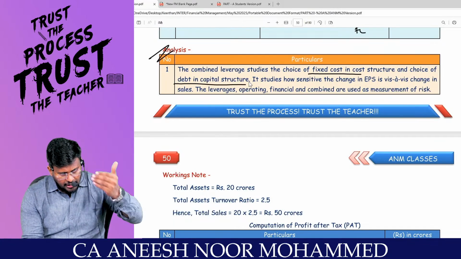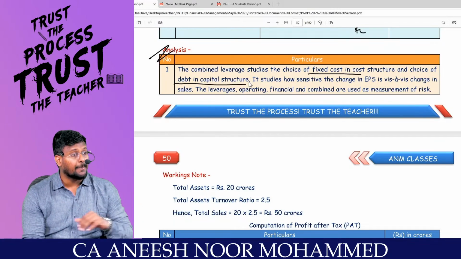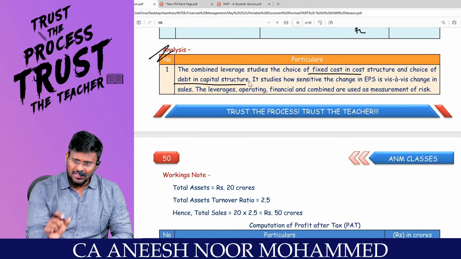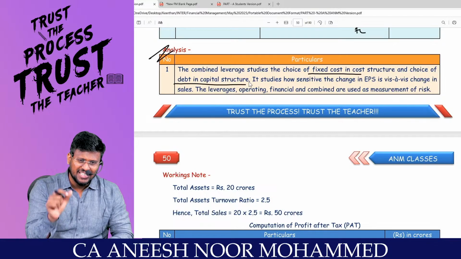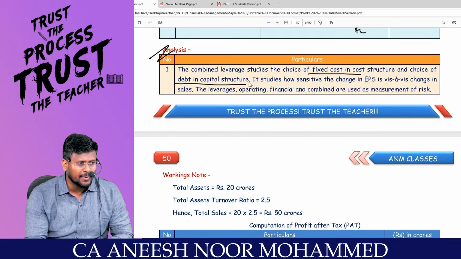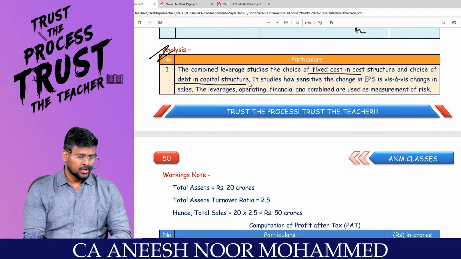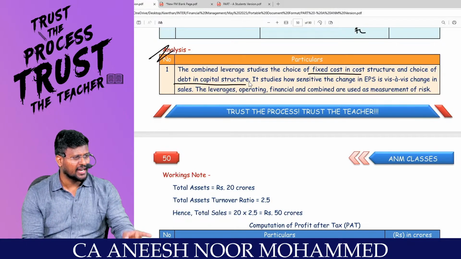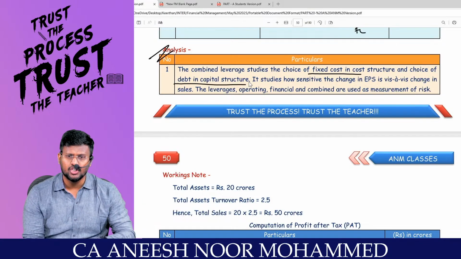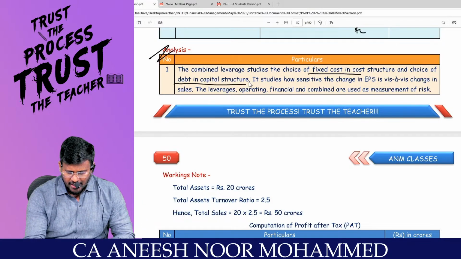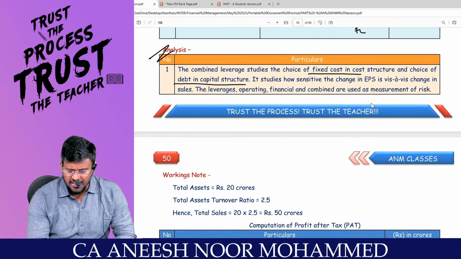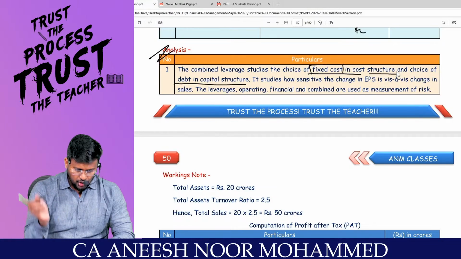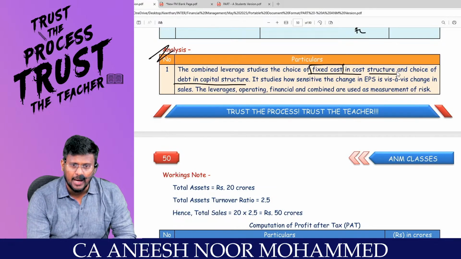From EBIT to EPS, we have the capital structure. In that capital structure, whether the decision to include debt is correct or not will be checked by the financial leverage. So cost structure analysis plus capital structure analysis is called combined leverage analysis. Correct, sir? That's what they are saying. The combined leverage studies the choice of fixed cost in the cost structure and the choice of debt in the capital structure.